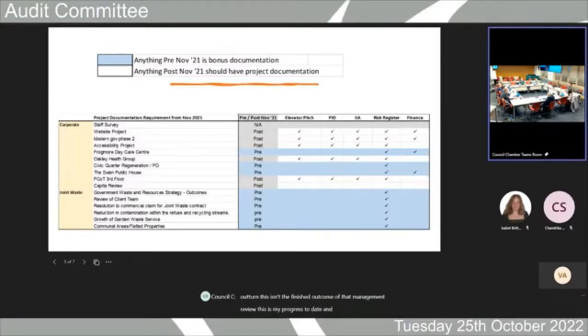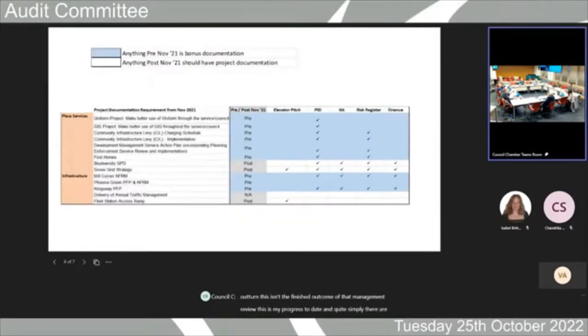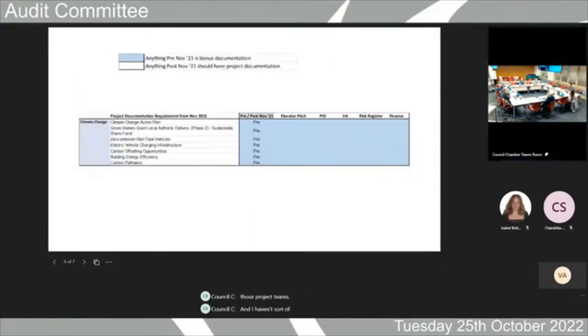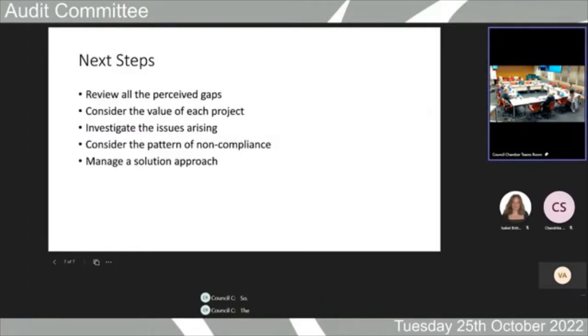And quite simply, at the moment there are a few gaps, but I haven't had that second trawl. I haven't spoken directly to members of those project teams, and I haven't finalised any of that investigation. But just to let you know that I've taken that policy document and pulled those projects and checked that those projects have got the documentation that's required from our project policy. So the final version of the update will be presented to Audit Committee in March next year.